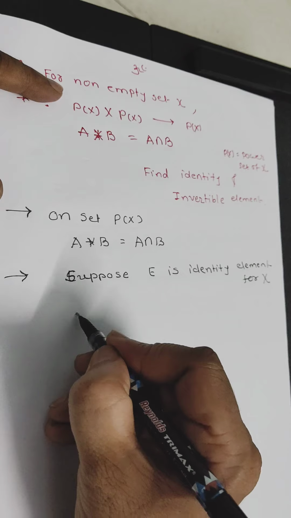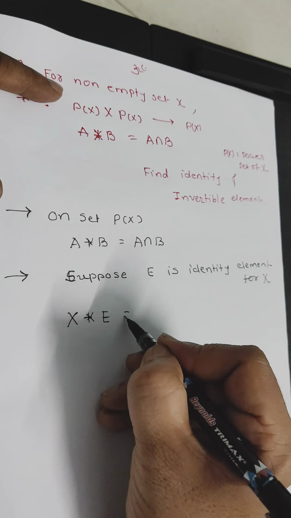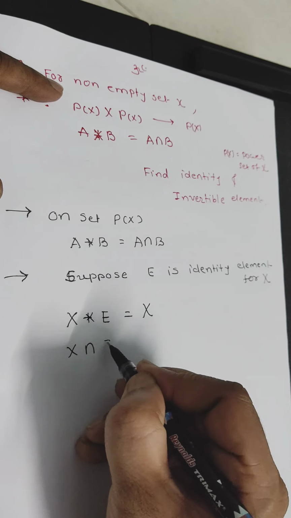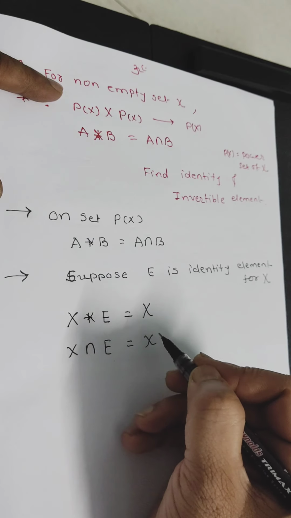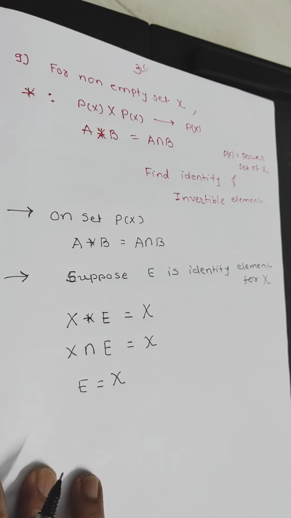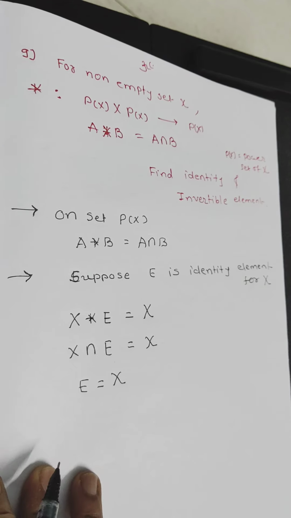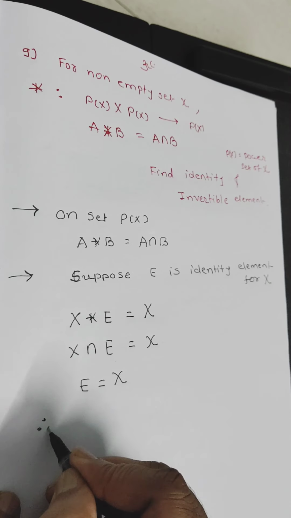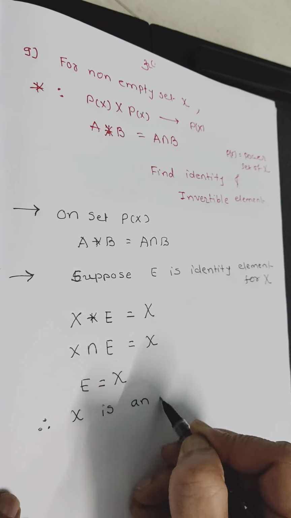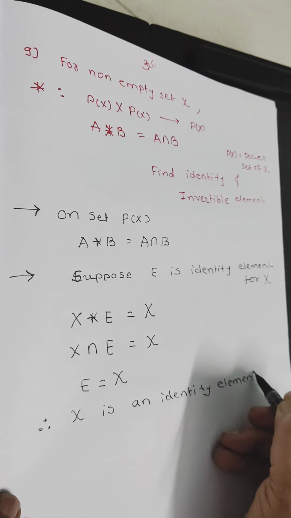Means X, I will do the binary operation with E. If it is the identity, then the answer is X. Means X intersection E is equal to X. So E is X, because intersection with itself only will give the same answer. So X is an identity element for X.